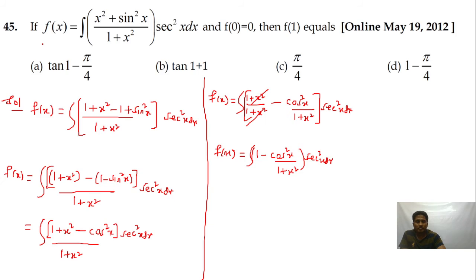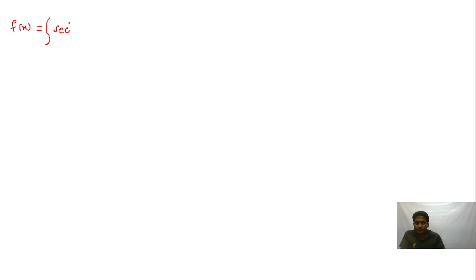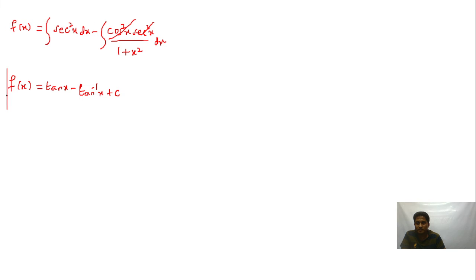Now if you multiply, you get fx is equal to integration of 1 into sec square, and then integration of cos square x into sec square x upon 1 plus x square, and then this is dx. Cos and sec are reciprocal, it will get cancelled. Now if you integrate, integration of sec square x is tan x, and integration of 1 by 1 plus x square is tan inverse of x, and then plus c. This is fx.